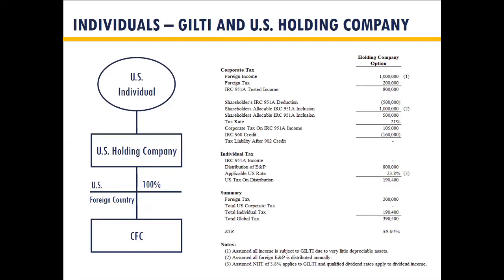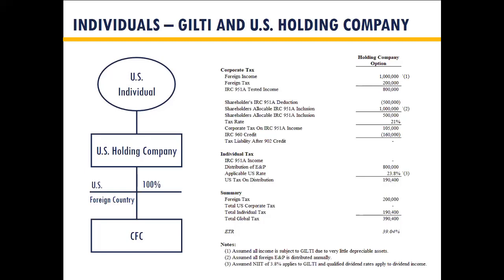And although we add in a second layer of tax, recall that that US C corporation would be eligible for the 50% deduction and eligible to claim foreign tax credits against that GILTI income. And so if we eliminate the income tax at the state level, or at the federal level, then maybe we're better off inserting the US holding company.